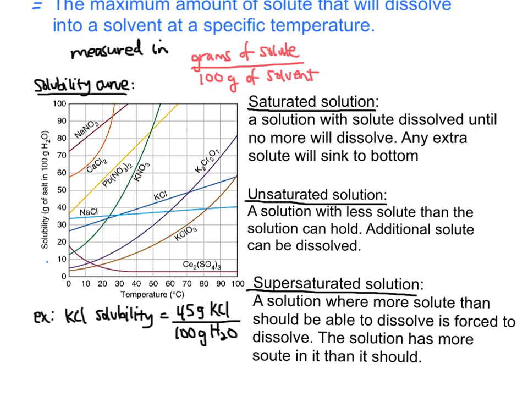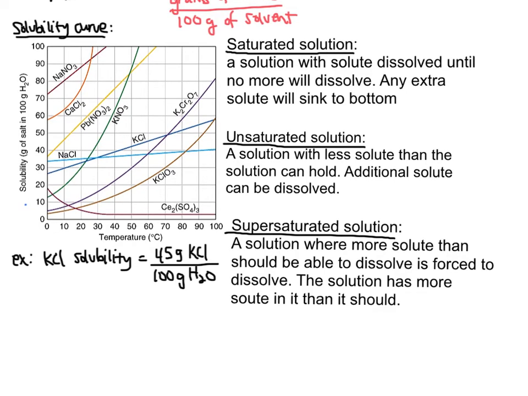And another type of saturation is a supersaturated solution. So a supersaturated solution is a solution where you have more solute dissolved in your solution than you should be able to dissolve at that particular temperature. So there's more solute than the solution should be able to hold.